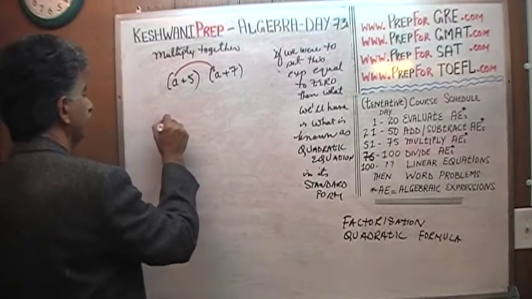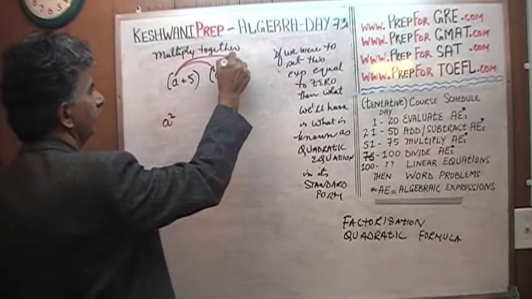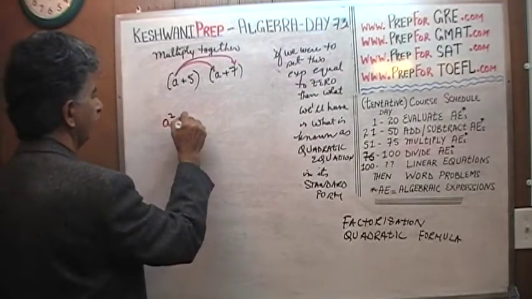A times a is a squared. A times 7 is 7 times a.